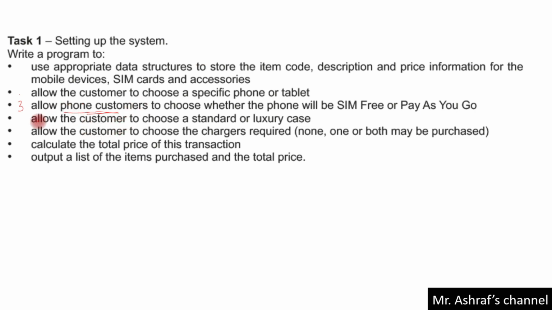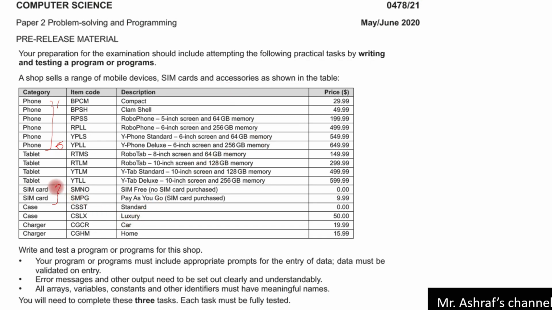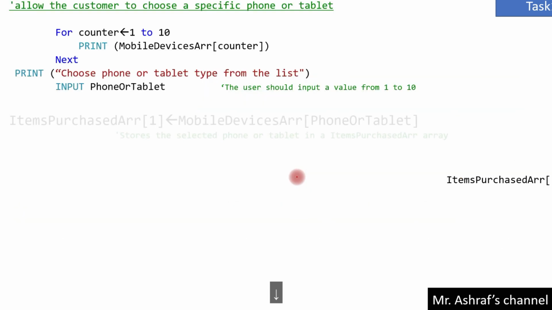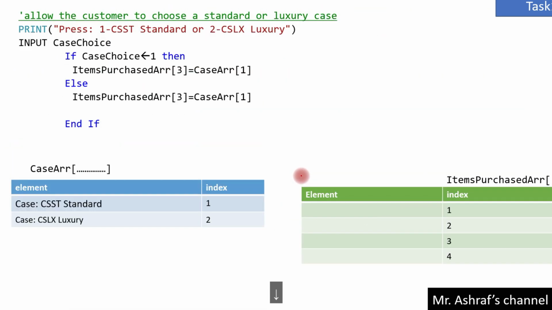Now let's go for the next part, which is point number 4: allow the customer to choose a standard or luxury case. Since we have a standard case or a luxury case, how to do this? Also the same thing here. We need to prompt the user to press 1 for a standard or to press 2 for a luxury case, and then if the user, there's a mistake here, sorry.